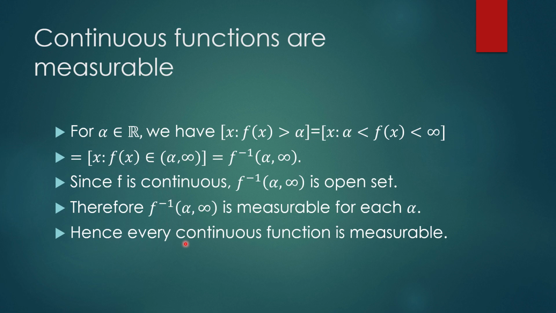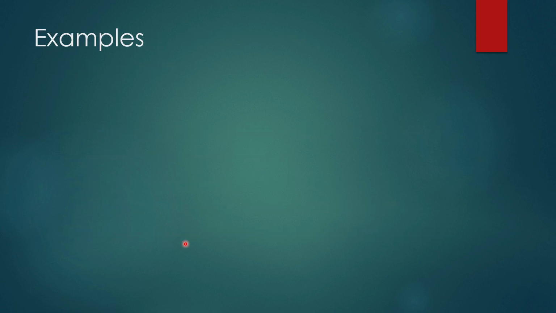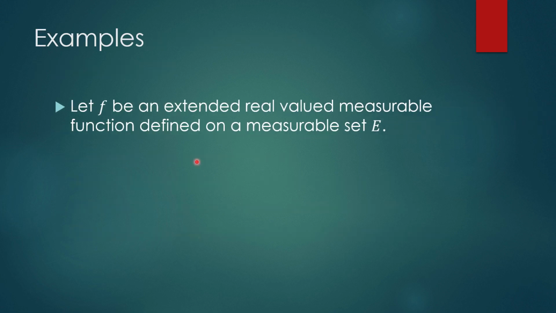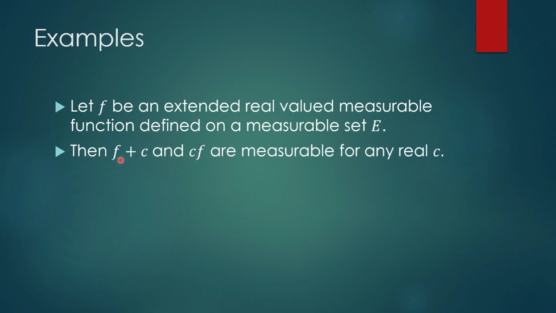All right. So another example: let f be an extended real valued measurable function defined on a measurable set E. Then f plus c and cf are measurable for any c. So f is measurable, f plus c is another function, and we are going to prove the measurability of f plus c. Then we multiply f by c, and cf is a new function. We are going to prove that one too.